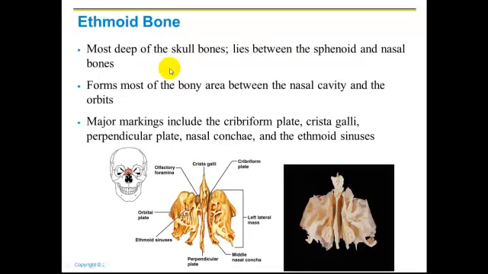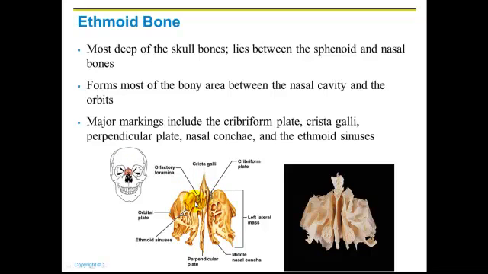The final cranial bone that we will talk about is the ethmoid bone. The ethmoid bone lies between the sphenoid and the nasal bone. It forms most of the bony area between the nasal cavity and the orbits. There is a projection that comes up called the crista galli. This actually projects up through a space in the frontal bone. This entire region would then be part of the cranium.